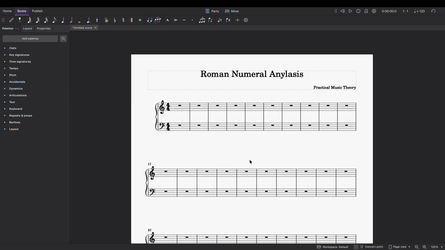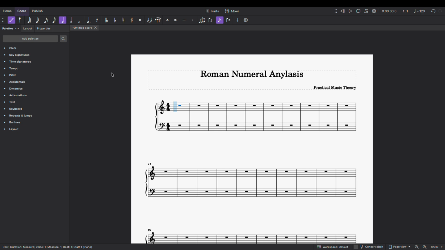In this video, we're going to talk about Roman numeral analysis. Essentially, what Roman numeral analysis is for: in every key, certain triads are naturally going to arrive as major, minor, or diminished. And Roman numerals are trying to capture that. So, let's take the example of C major.